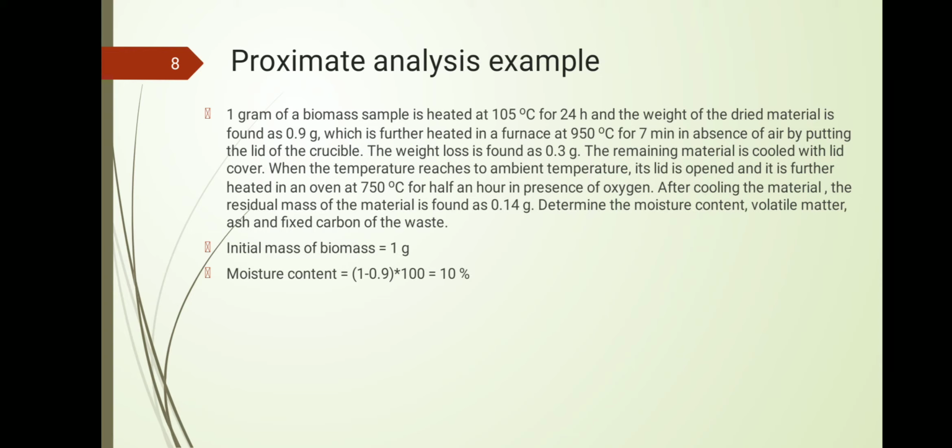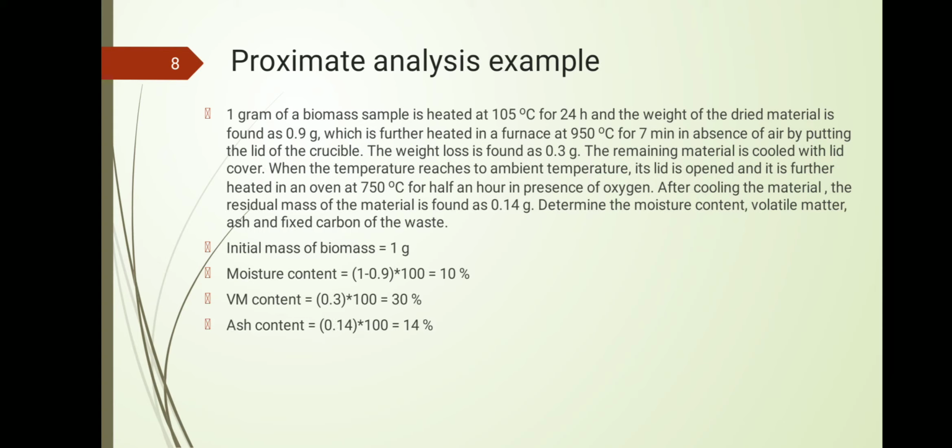It is heated in a closed crucible at 950 degrees Celsius for 7 minutes in the absence of oxygen or air. Now what is the weight loss? 0.3 gram is lost. It was already 0.9, now 0.3 gram is lost, so it is reduced to 0.6 gram. So 0.3 gram was the reduced mass in the second step, which represents the volatile matter. So it will be 0.3 divided by 1 into 100, that is 30%.